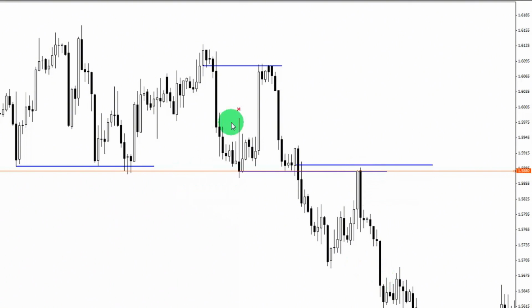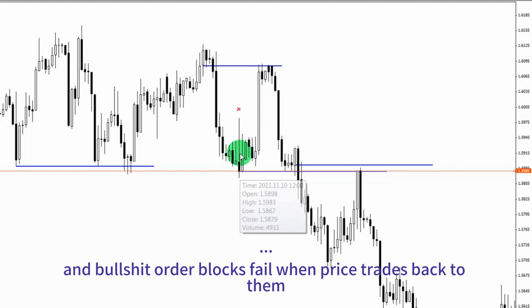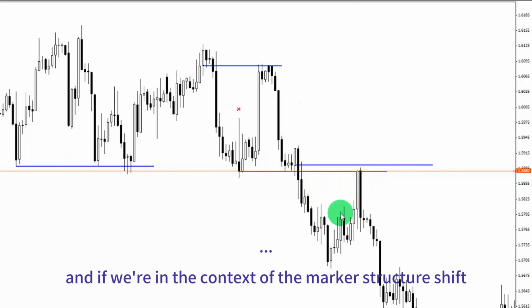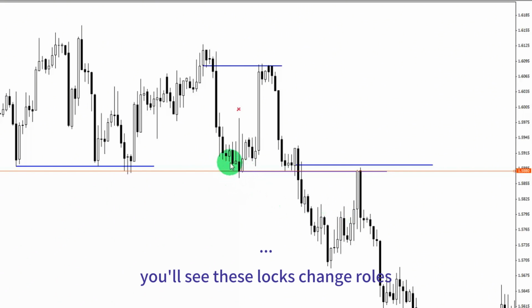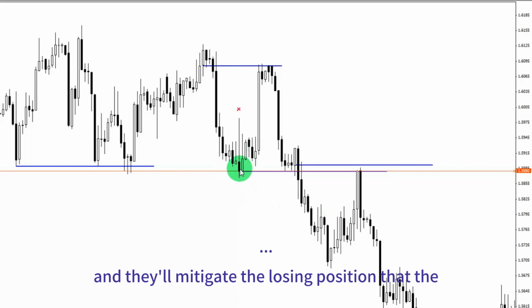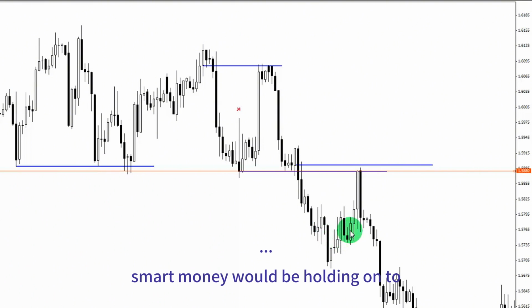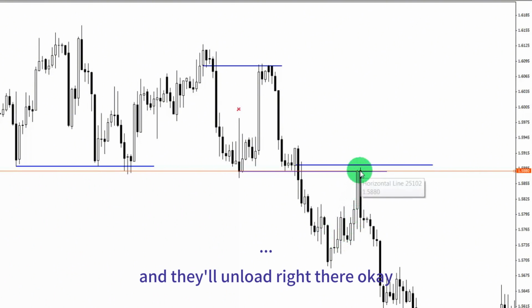Okay, so when we see swing lows and bullish order blocks fail, when price trades back to them, and if we're in the context of a market structure shift, you'll see these blocks change roles, and they'll mitigate the losing position that the smart money would be holding on to, and they'll unload right there.